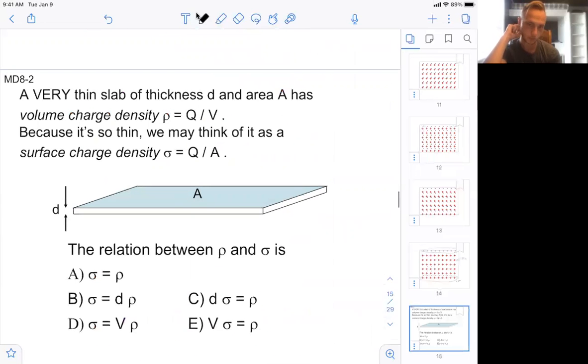Here you have a thin slab with the area A and height D. So this is how we define the volume density, and this is how we define the surface density. Because it is so thin, we're able to think about this as if all the charges are concentrated just on the surface. So you can express this charge distribution using either a volume density or a surface density. So how do you relate rho and sigma together given this distribution and this diagram?